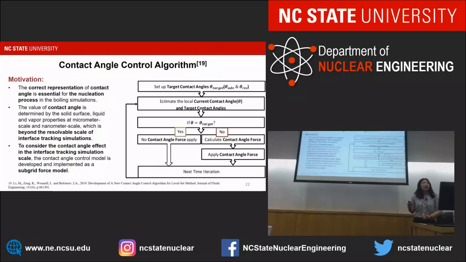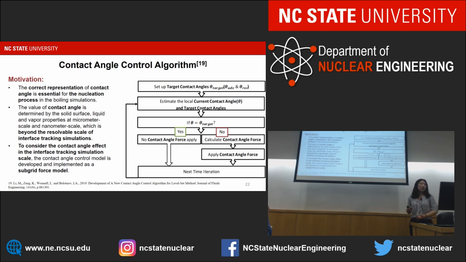So why do we need a contact angle control algorithm? First, contact angle quantifies the wettability of the solid surface by a liquid. So it's a very essential parameter for the characteristics of the boiling phenomenon. So we need to have a correct contact angle in the simulations. But the value of contact angle is determined by the solid surface, liquid, and vapor properties at macro and nano scales, which is beyond the resolvable scale of interface tracking simulations.